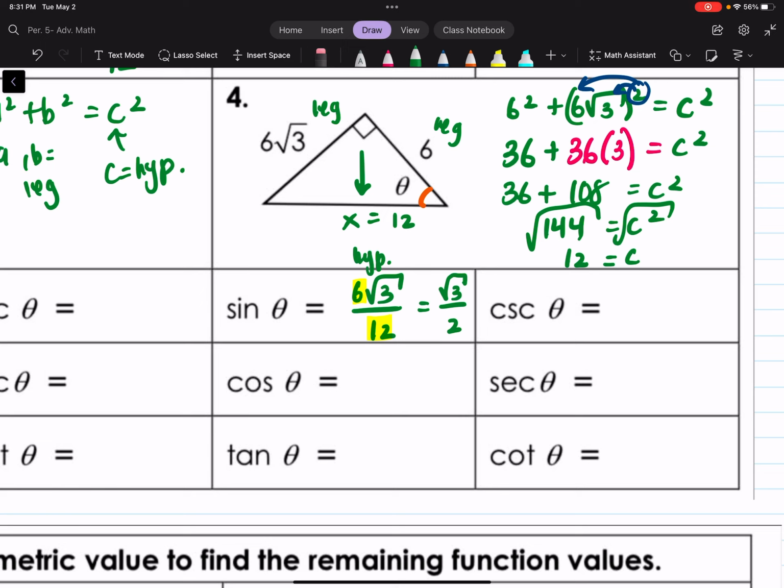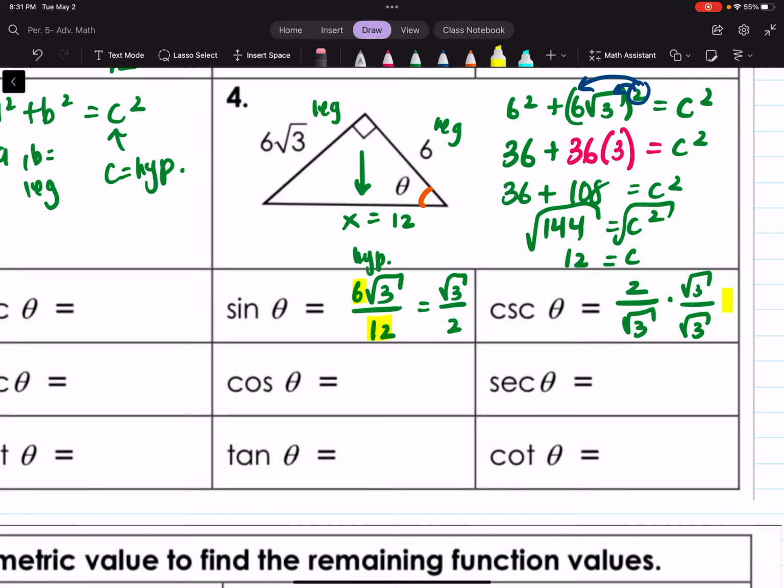So if I know that one is square root 3 over 2, what is cosecant? Well, cosecant, I have to just take the reciprocal. This would be 2 over square root 3. However, you cannot stop there because you can never, ever have a square root in the denominator. So in order to eliminate that, you have to do something that's called rationalizing the denominator, which means you multiply both the top and the bottom of the fraction by whatever is down here. Whatever's down there, you multiply both the top and the bottom by it.